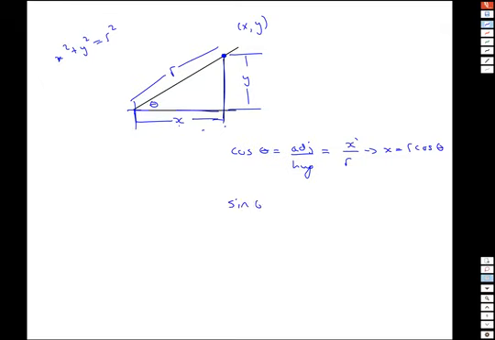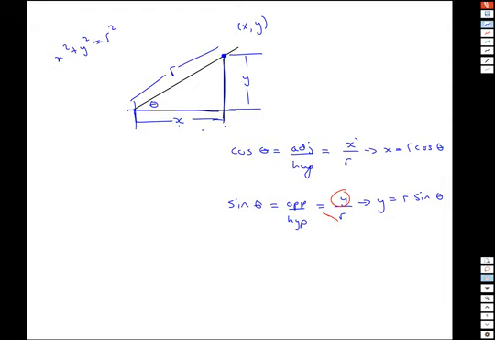I'll try sine next just to see what happens. That's opposite over hypotenuse. Being careful, the opposite is over here in the y direction, and then you get y over r. Again, you isolate for y. That just means bringing the r up the other side, and you get y equals r sine theta.